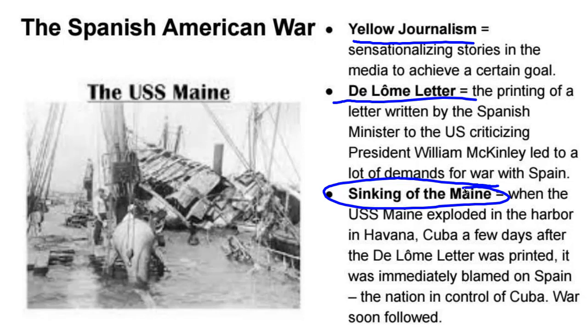Now the thing is, to this day, no one is entirely sure what sank the Maine. It very well could have been the Spanish. However, there are theories that it was a boiler explosion, or self-sabotage even, to justify war. So there's no conclusive evidence one way or another what sank the Maine, but nonetheless, when you have bitter taste towards Spain, and you have the yellow journalism going on, the journalists that are sensationalizing stories to begin with, the sinking of the Maine is what primarily was the catalyst moment to lead to war with Spain.